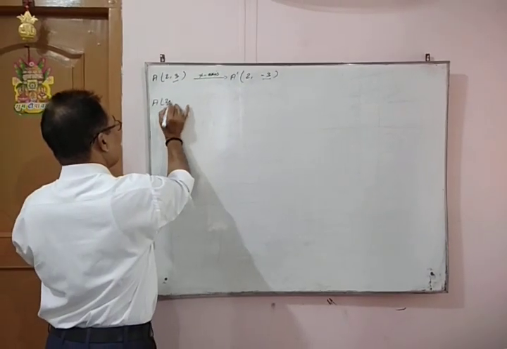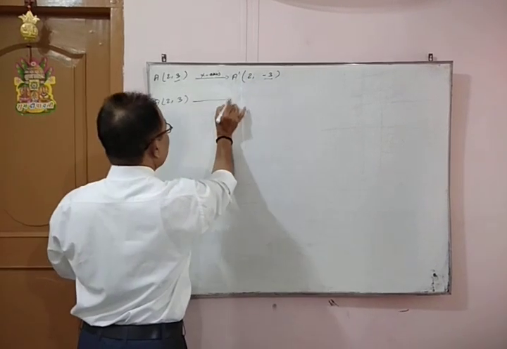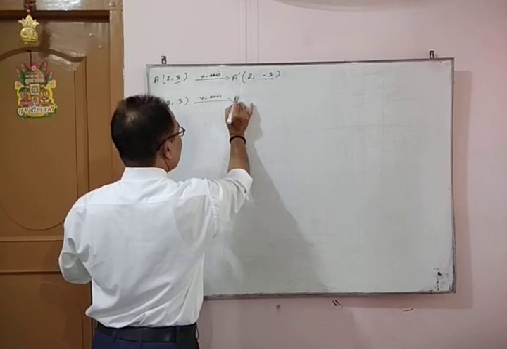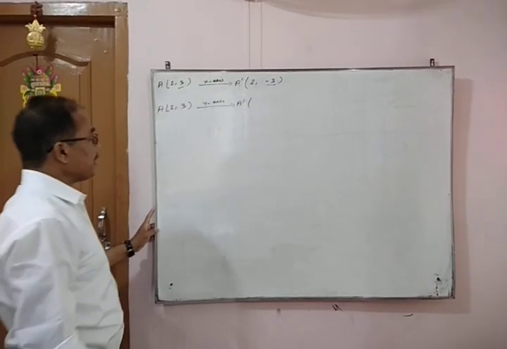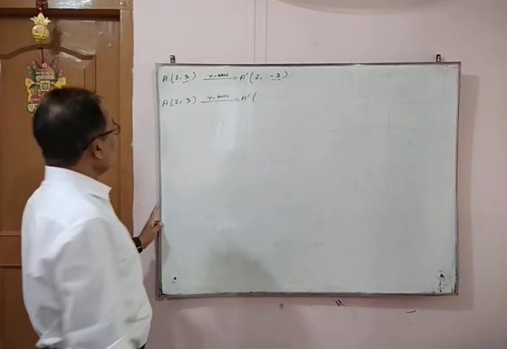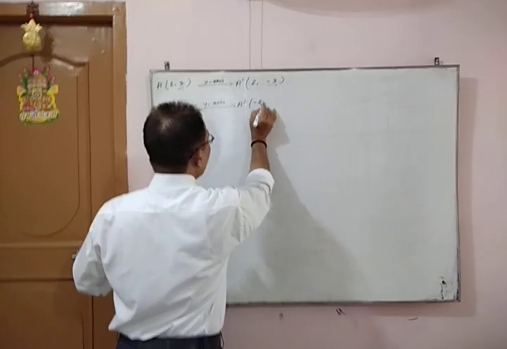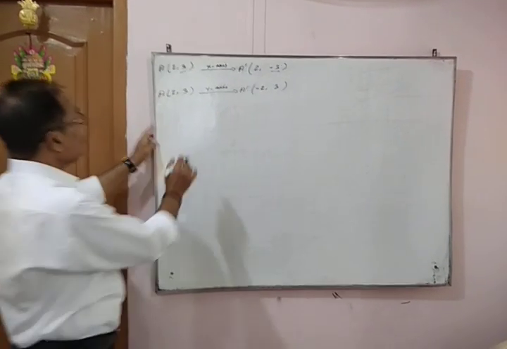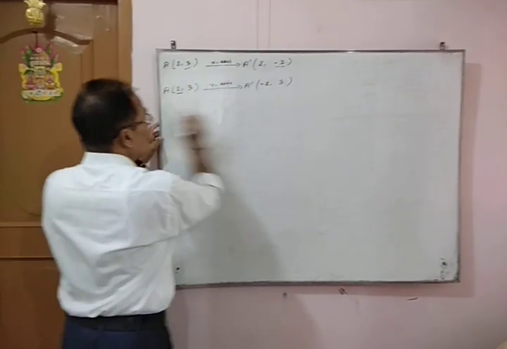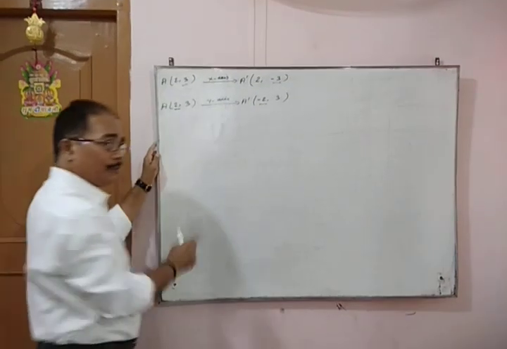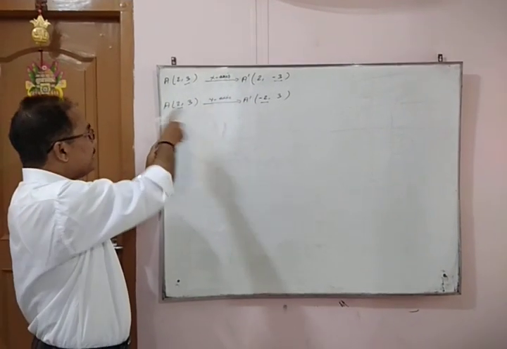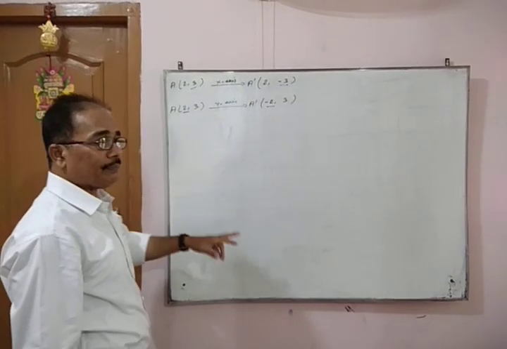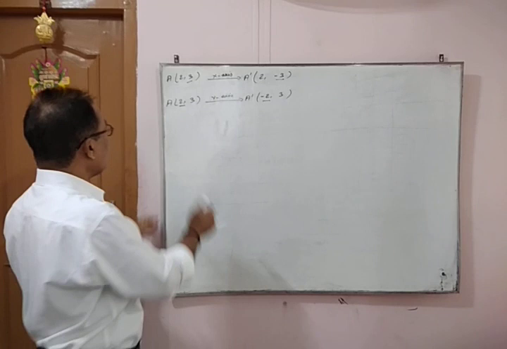Similarly, if the reflection of the same point takes place from the y-axis, then the coordinates of its image will be minus 2, 3. It means the sign of the x coordinate will reverse from positive to negative, and if it is negative then it will become positive, and the y coordinate will remain the same. Remember it. Directly you can write down the answer.